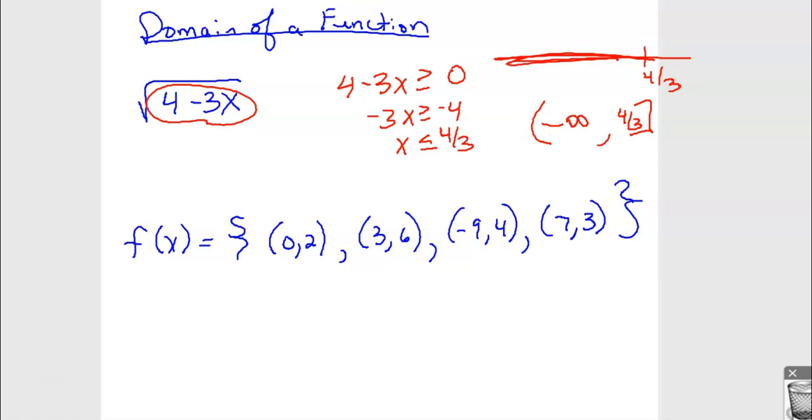So here you have a function. Notice this is a set of points. So you have domain. If I'm only asking for domain, domain is your set of inputs. Okay, so 0, 3, -9, and 7. So your domain is just literally those 4 x's, because those are the only points in the function that I'm giving you guys.